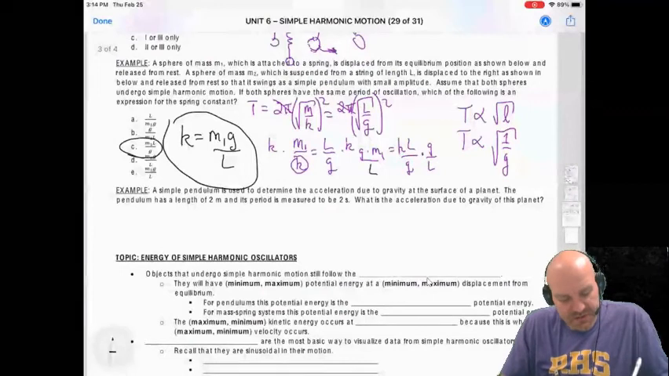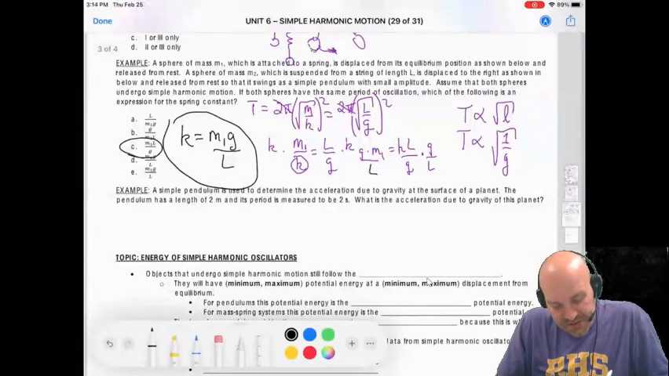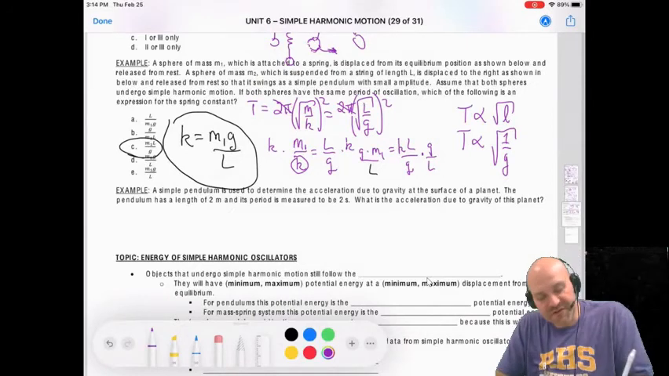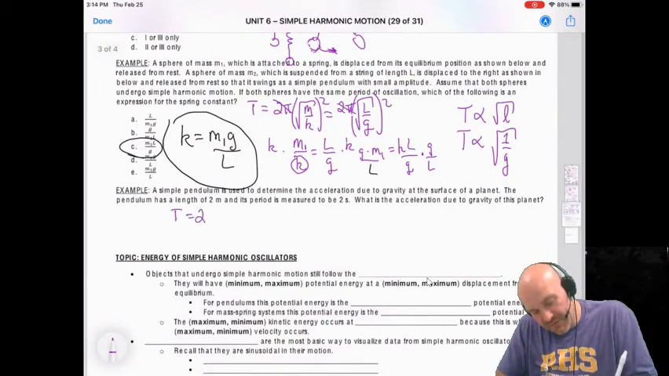A simple pendulum is used to determine the g value, the acceleration due to gravity, at the surface of a planet. The pendulum has a length of 2 meters and the period is measured to be 2 seconds. What is the acceleration due to gravity of this planet? This is a good question because of the solving for g. You do have to be careful.